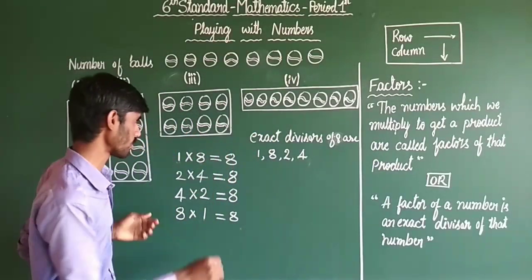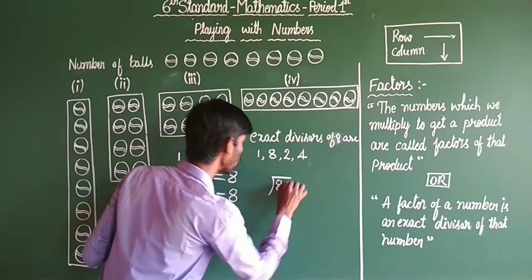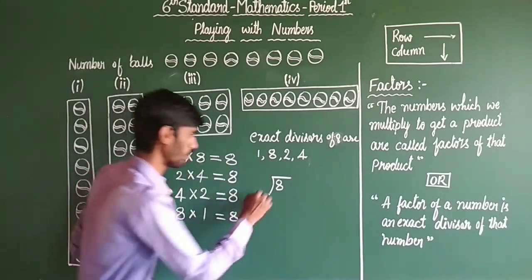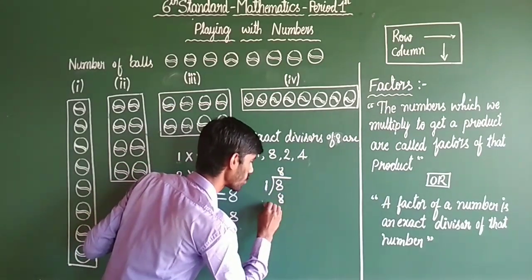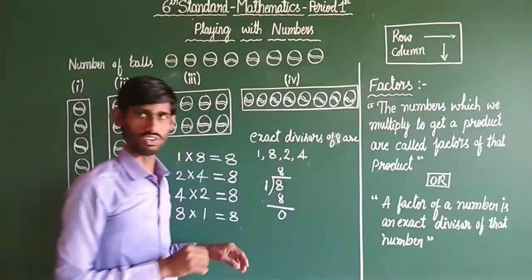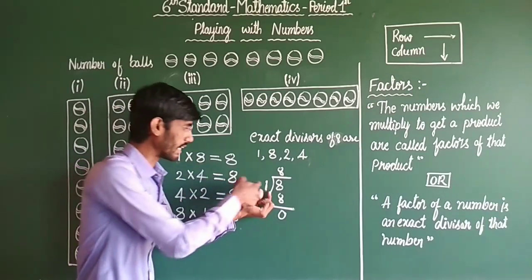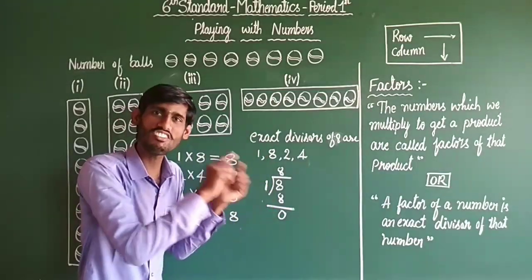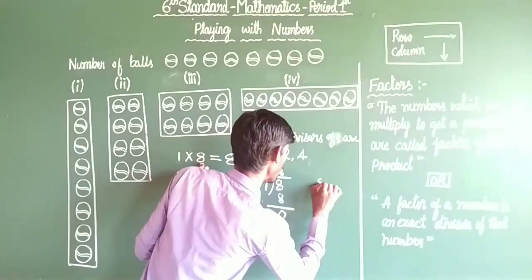Let us check. Observe here. Here is 8. 8 can be divided with the help of 1. 8 divided by 1. 1 into 8 is 8. Okay, Chotu? 8 minus 8 is equal to 0. So yes, the statement is right. 1 is an exact divisor of 8. Let us check out 8.